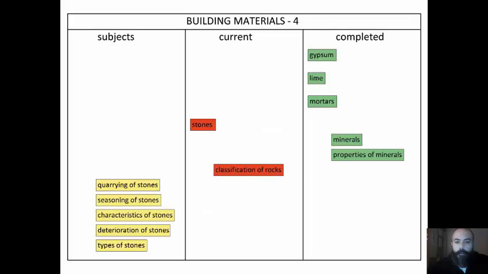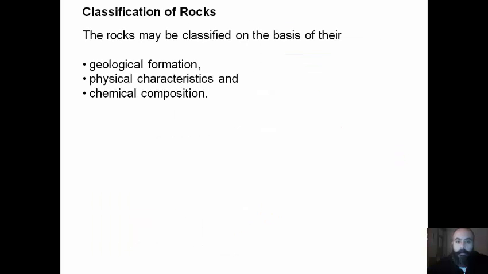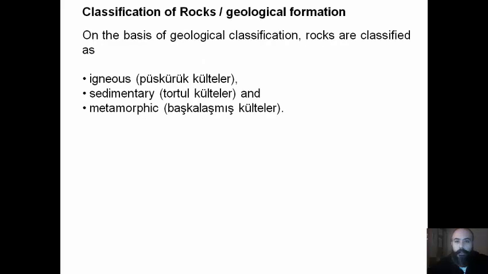Let's look at the classification of rocks. Rocks may be classified on the basis of their geological formation, physical characteristics, and chemical composition. On the basis of geological classification, rocks are classified as igneous, sedimentary, and metamorphic.